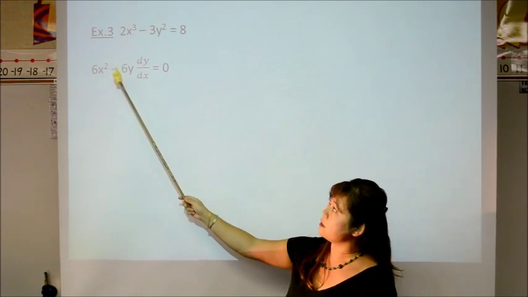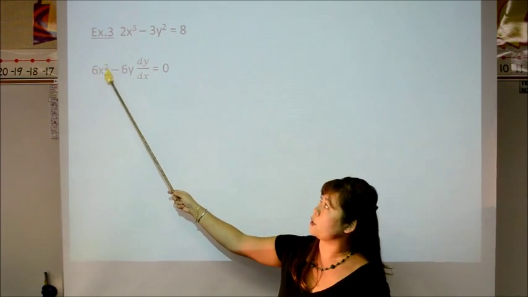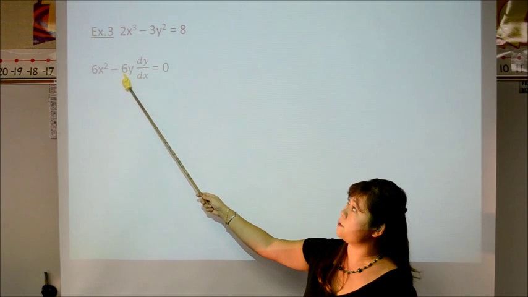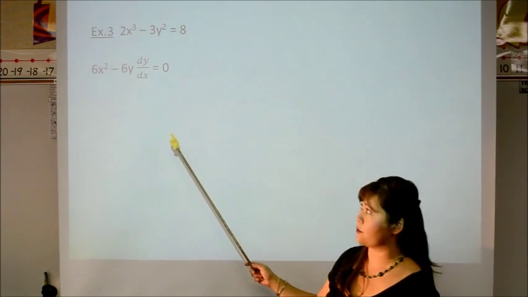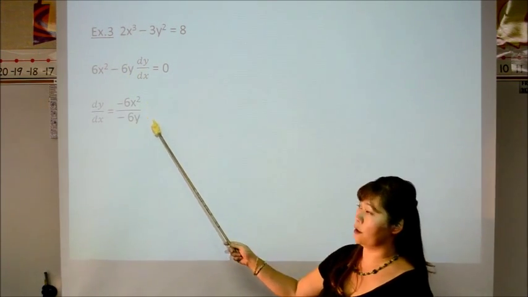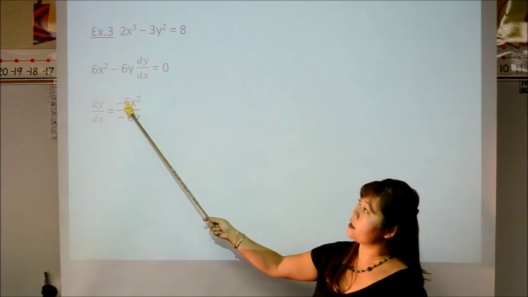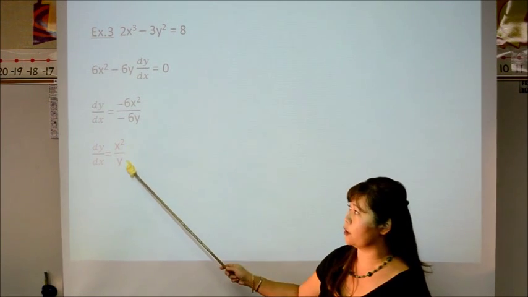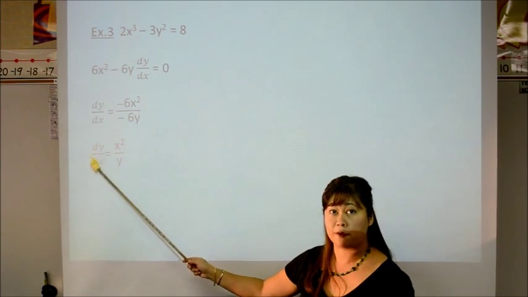Okay, I'm going to bring the 6x squared over to the other side of the equal sign by subtracting it, and we're also going to divide by -6y. I'm going to do it all in one shot right here. Okay, so this is what it looks like right here. I can cancel out a -6 on both top and bottom and simplify that. That gives me x squared over y. So this was first derivative implicit.